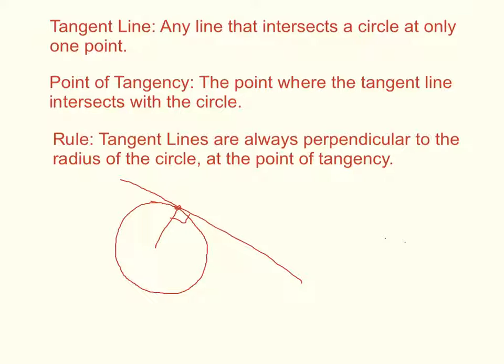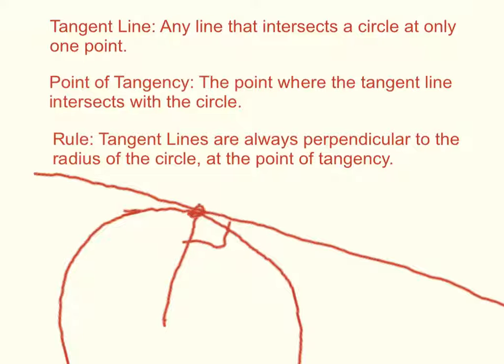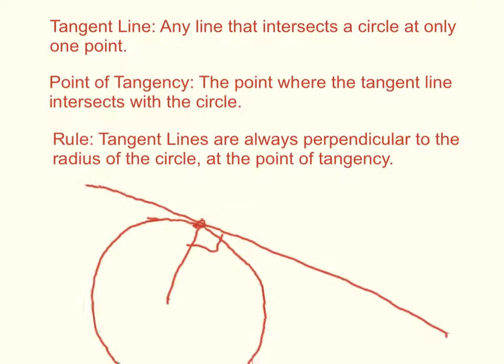And a quick rule with any tangent line: a tangent line is always perpendicular to the radius of the circle at that point of tangency. So if we look at the circle I drew, we see that where the line and the radius intersect, that is a right angle.